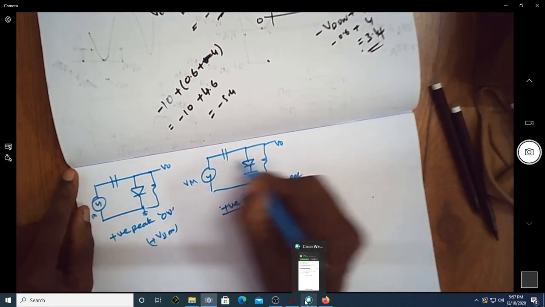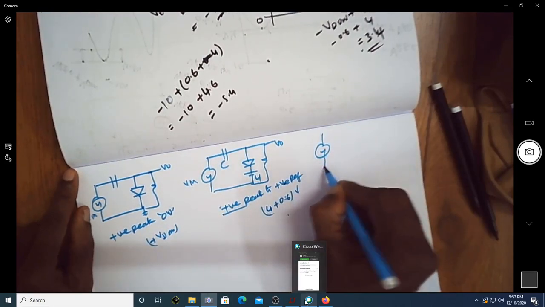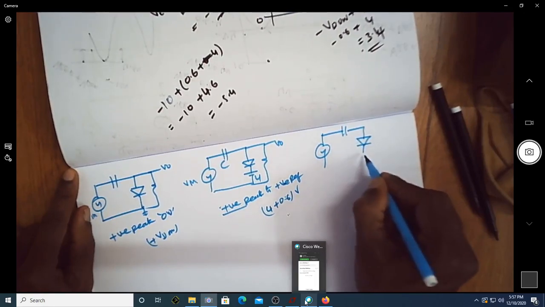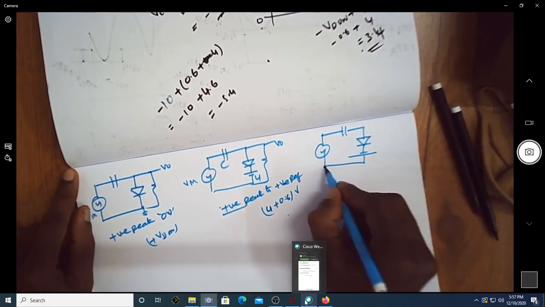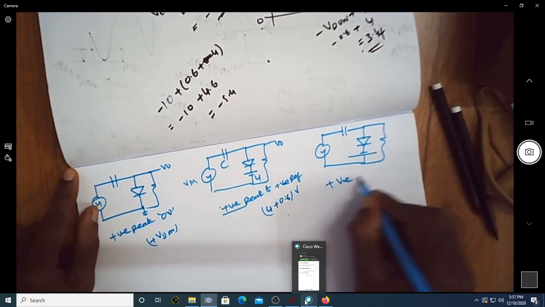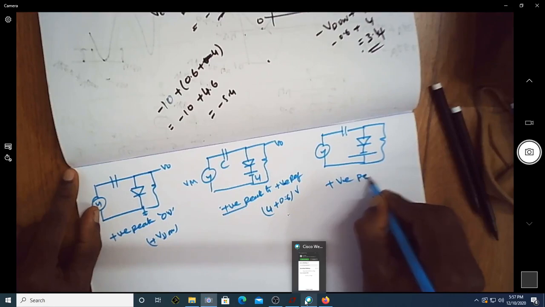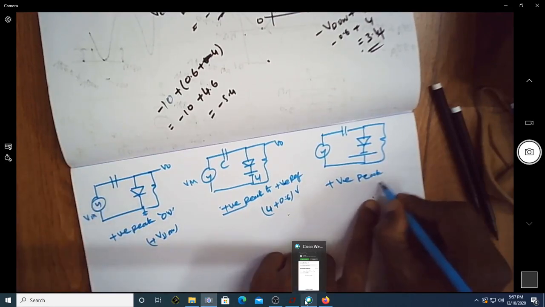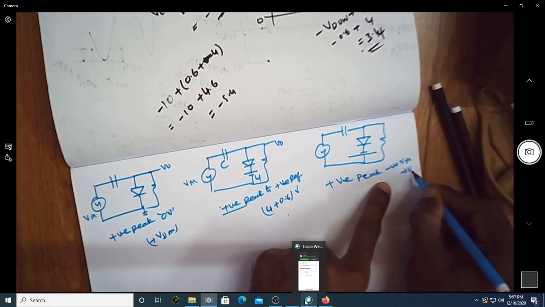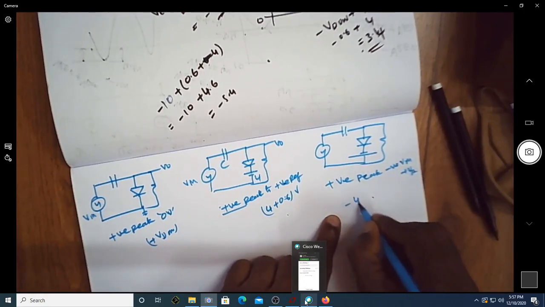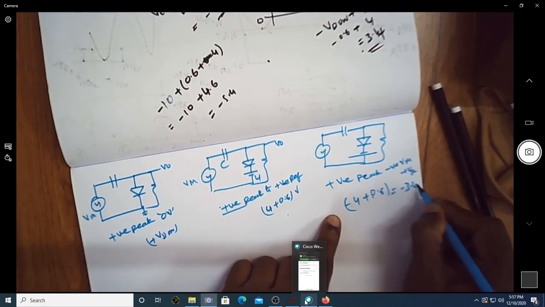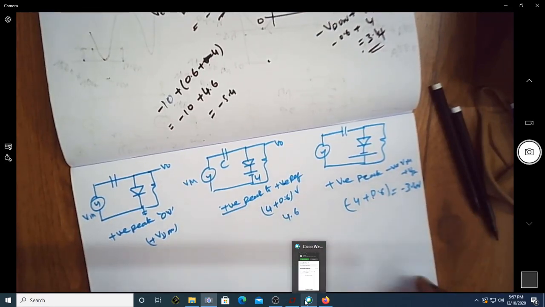This is V in. If you consider the next circuit, this is again the same positive peak, but it is clamped to a negative voltage. To what voltage is that positive peak clamped? Peak is clamped to some negative V reference plus VD on. That is minus 4 plus 0.6. It is now minus 3.4 volt. Here it was 4.6 volt.